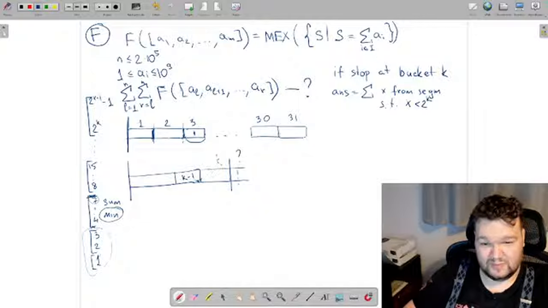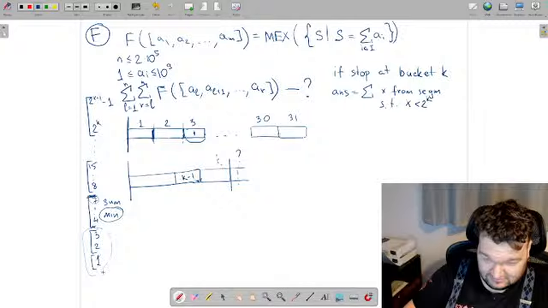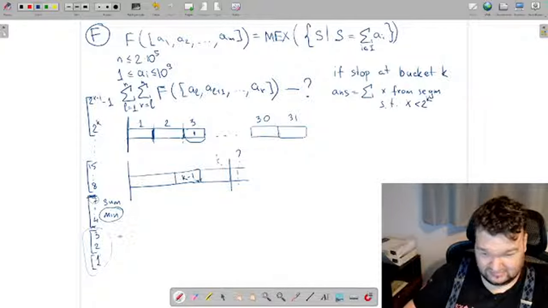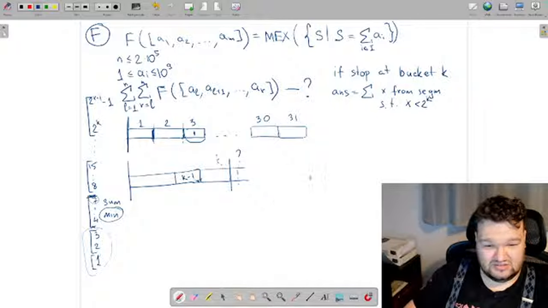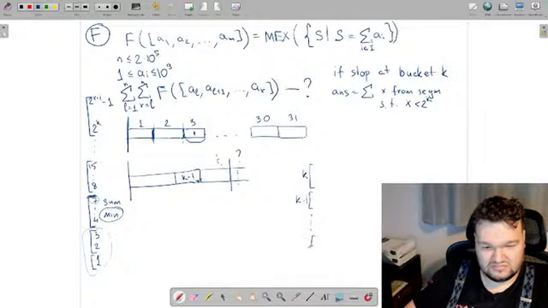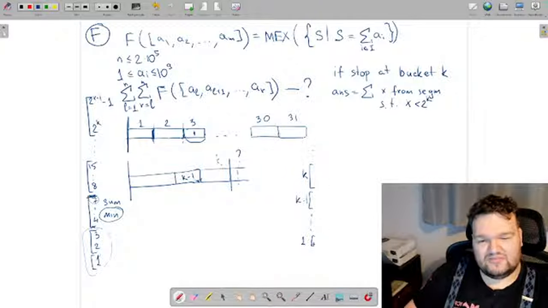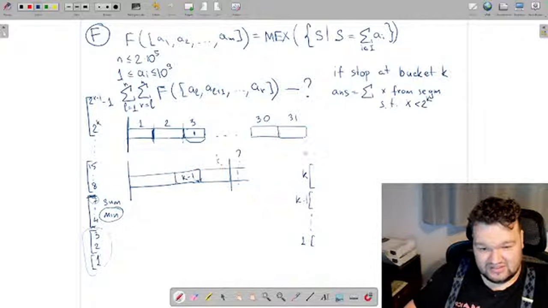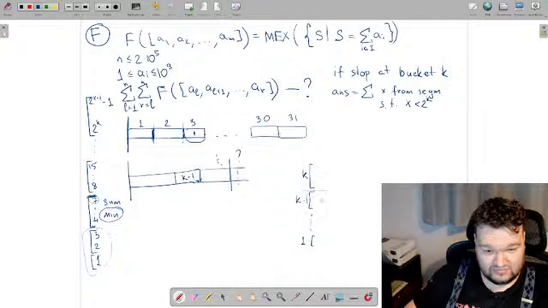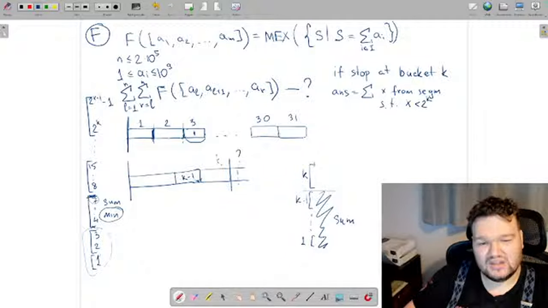How to do that? Well, we need to understand the information about our buckets. So this is our bucket k. This is smaller buckets. We already know that we don't stop at bucket k minus 1. So from here we only need the total sum. And from here we need the minimum.